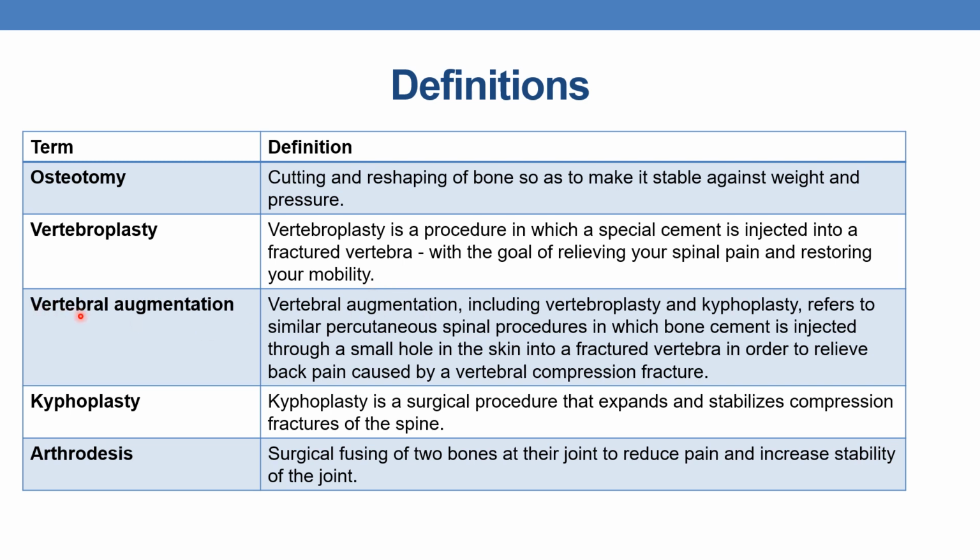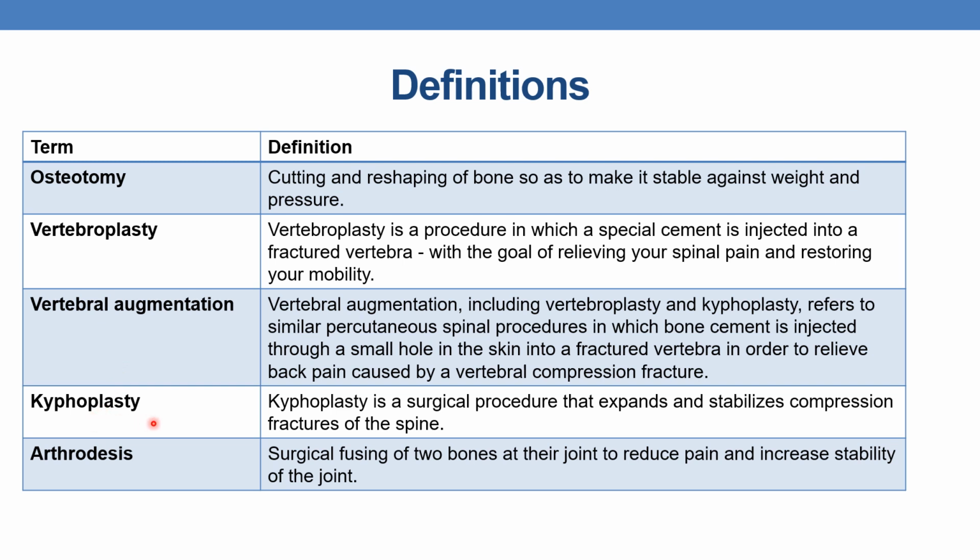The next term is vertebral augmentation. Vertebral augmentation includes vertebroplasty and kyphoplasty. It refers to similar percutaneous spinal procedures in which bone cement is injected through a small hole in the skin into a fractured vertebra in order to relieve back pain caused by vertebral compression fracture.